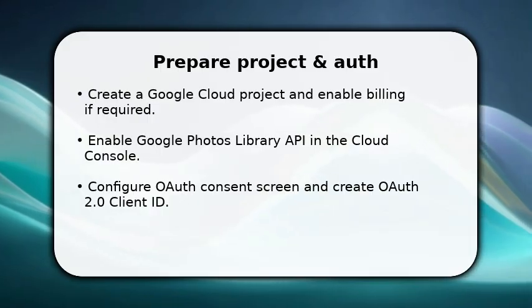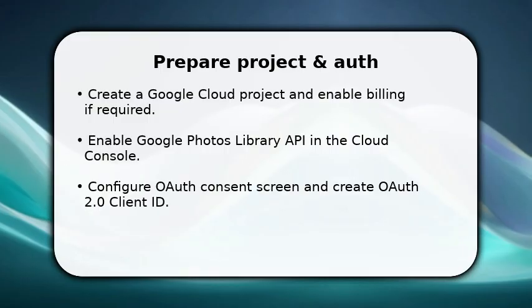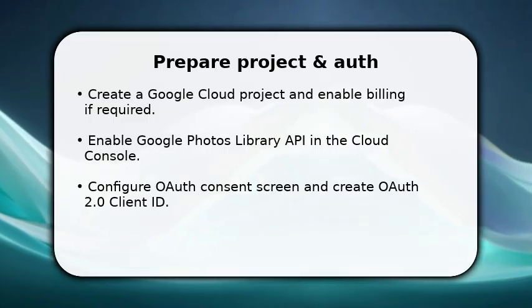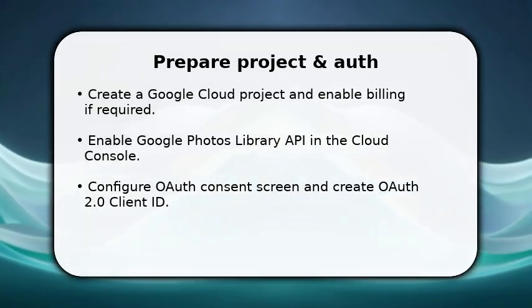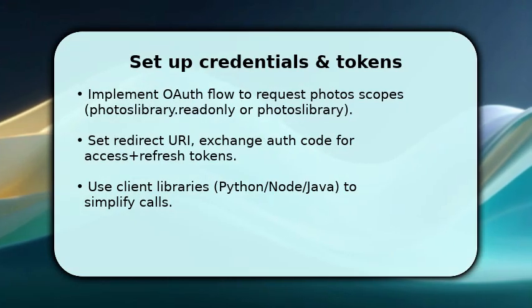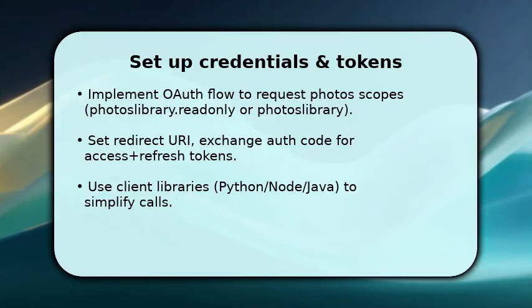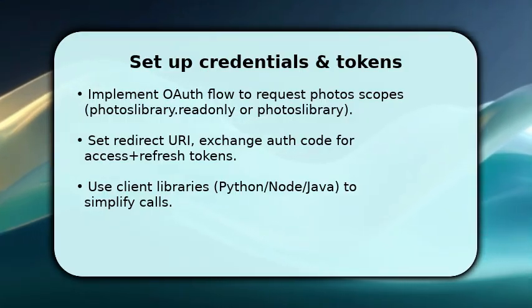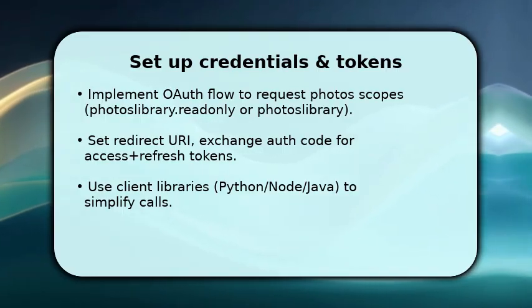Once done, choose your redirect URI and install the Google Cloud SDK or a client library for your language, so you can authenticate and run test calls quickly from your machine. You now implement the OAuth flow, direct the user to the Google authorization URL, and request the photos scopes you need. Photos Library Read-only is safer for read-only access.